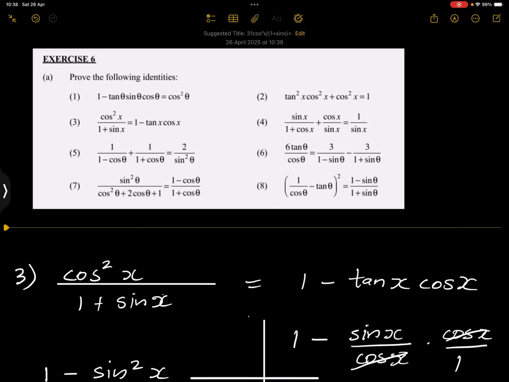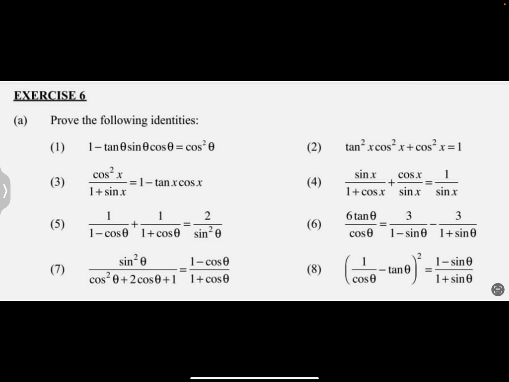If you look at that, in this case we're given the sine of x divided by 1 plus cosine of x, plus cos of x over sine of x, and this is equal to 1 over sine of x. Please try it out on your own first before you look at my solution. Now let's go for it.